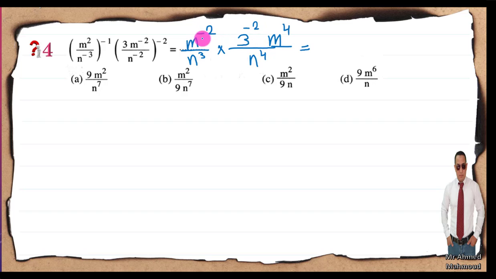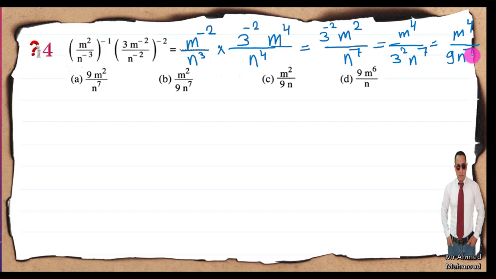Okay, now I'm going to collect the powers of m and the powers of n. m power negative 2 plus 4 equals 2, and here 3 plus 4 equals 7. And this is 3 power negative 2 here. So I'm going to send 3 power negative 2 down like this, equal m power 4 over 3 power positive 2 n power of 7, which is finally equal m power 4 over 9 n power of 7. Excuse me, this is m power of 2, not 4, because this is n power of 2. This is choice number B.